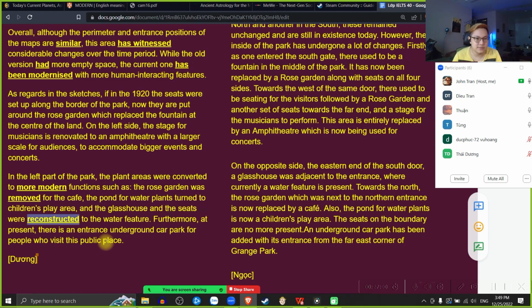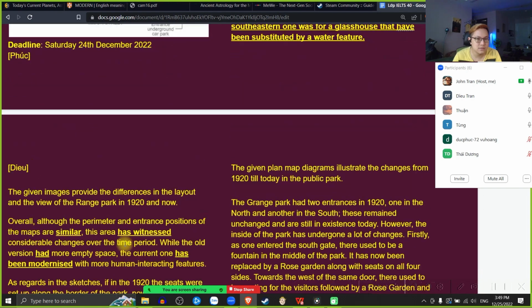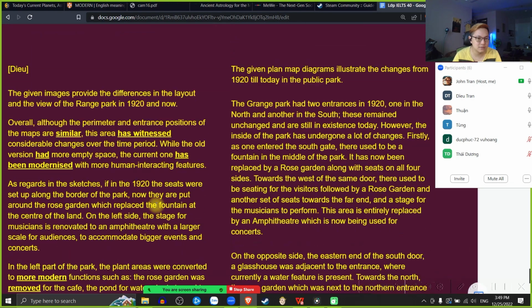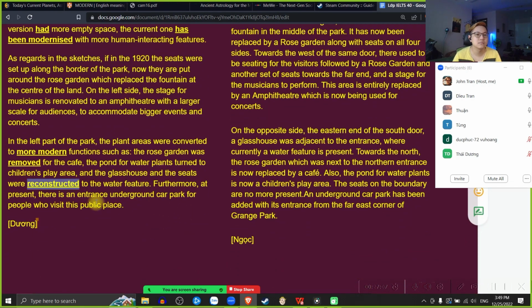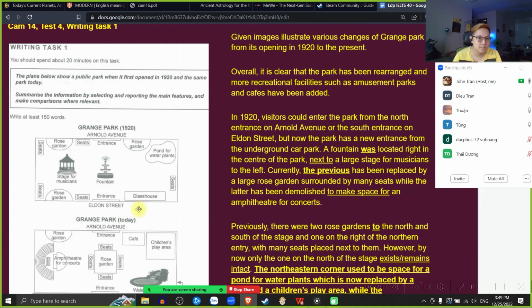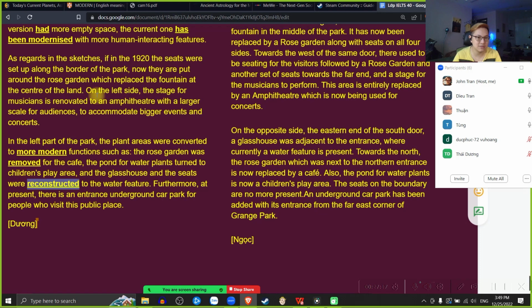Furthermore, present as an entrance in the crowd car park. Yeah. Of course, it's a public place. Of course it's a public park, so it's a public place, of course.